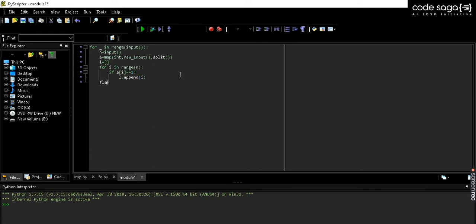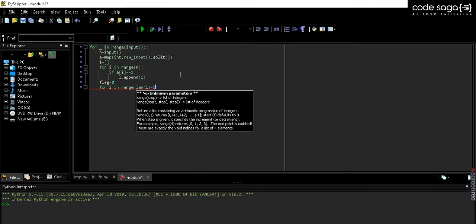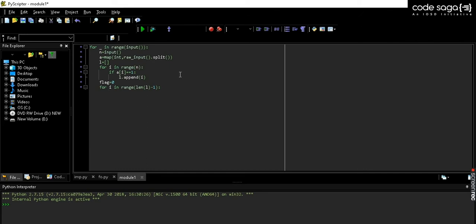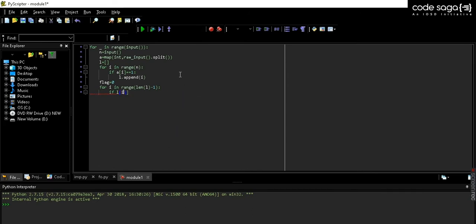For that I will initialize a variable flag which will be equal to 0. Then I will run a loop len of L times minus 1, as we do not have to check after the last element. So if L of I plus 1 minus L of I, that is the consecutive ones, are less than 6 indexes away from each other, we will put flag equal to 1 and we'll break out of the loop.